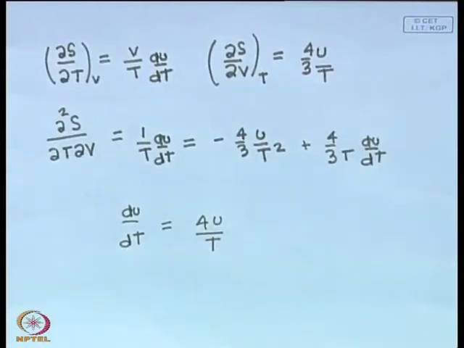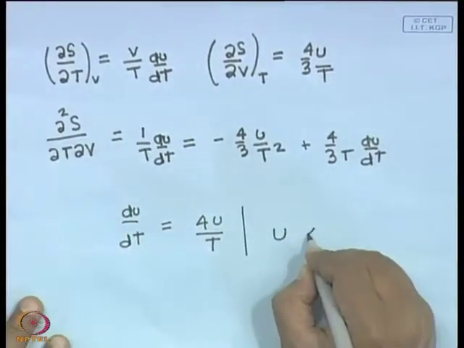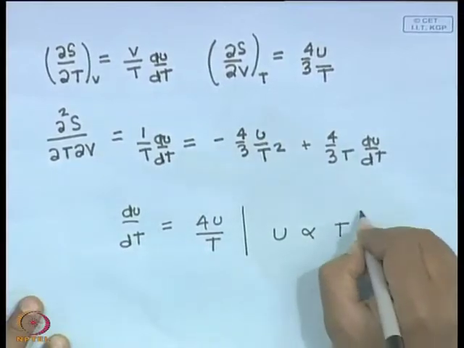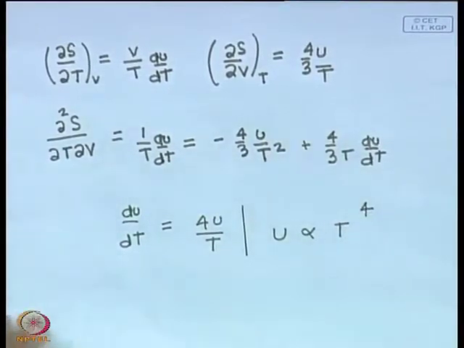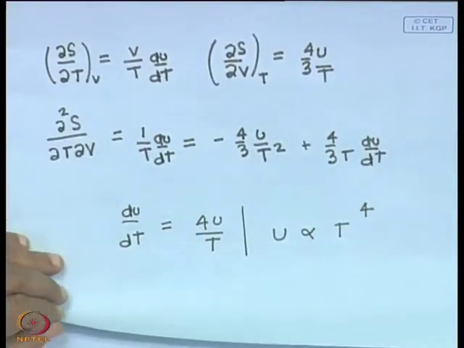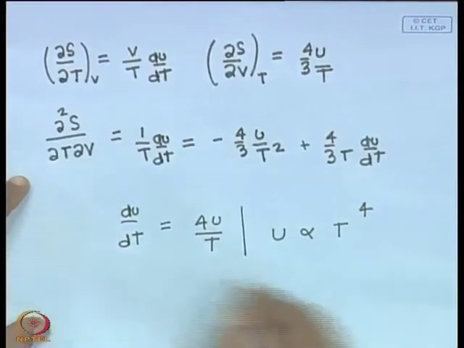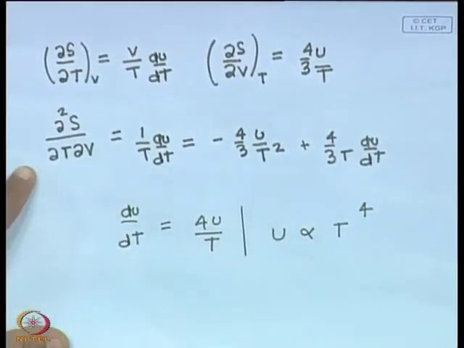which tells us that u, the energy density, is proportional to t to the power 4, right. The energy density of this radiation, of this black body radiation, is proportional to the temperature to the power 4 from purely thermodynamic considerations. Okay. And so this is called the Stefan-Boltzmann law basically.